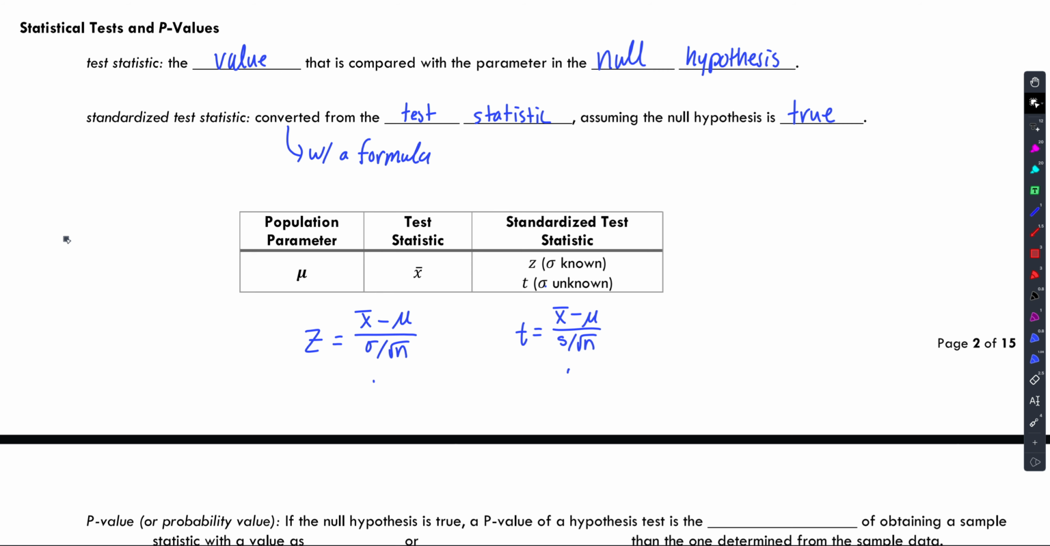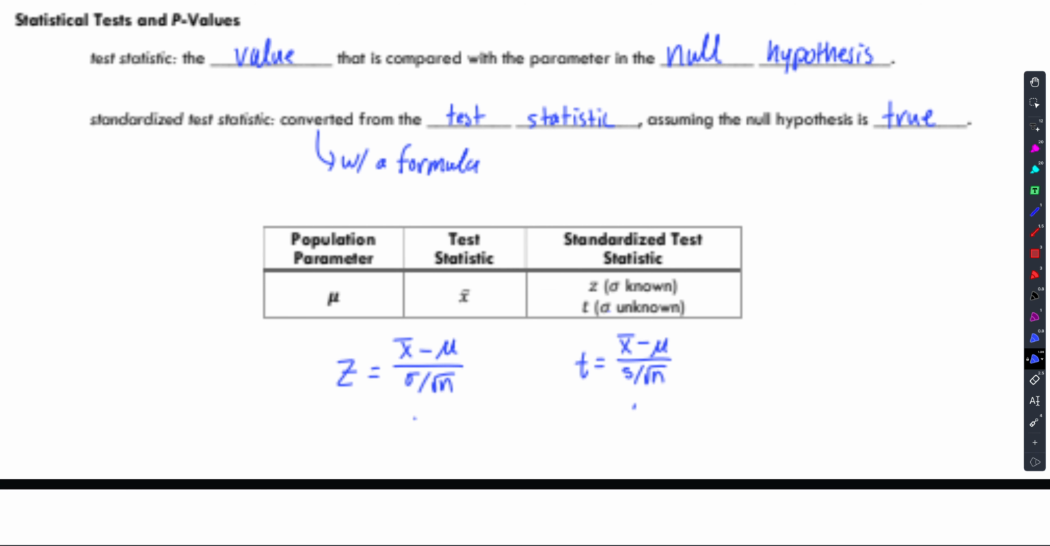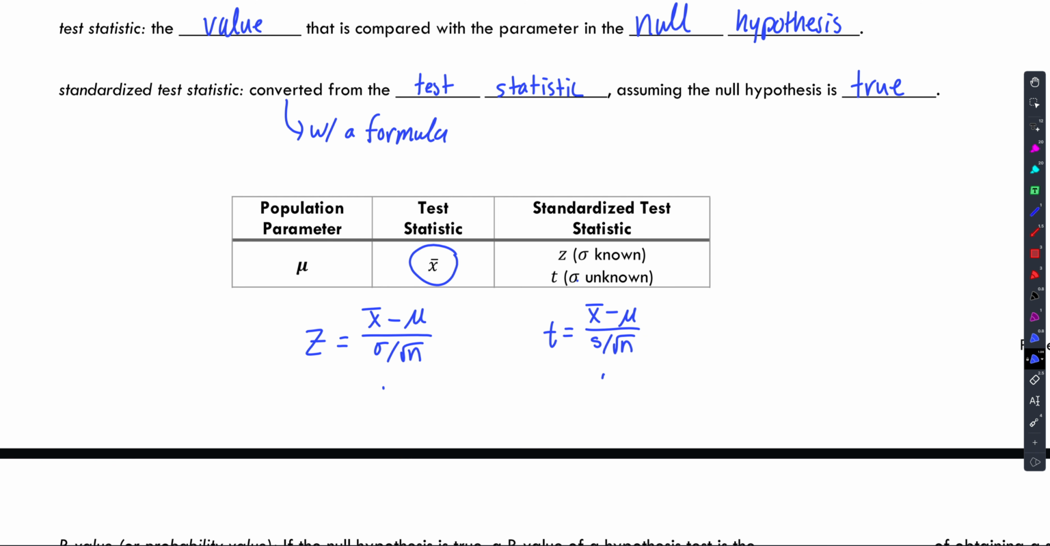Those two formulas for z and t are the values of your standardized test statistic. Okay, so you get a test statistic. Pretty sure it's usually given to you, or you have to calculate it from your sample. The test statistic for a population parameter is going to be x bar. So that's where the x bar comes in this formula. The mu part will be from your hypotheses.